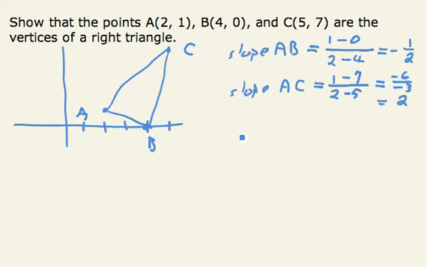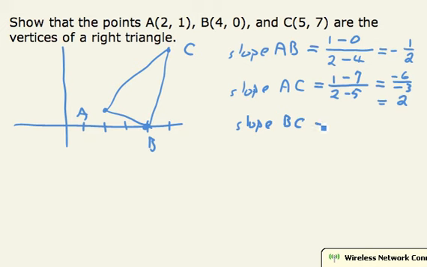And let's find the third slope. The slope of BC is going to be 0 minus 7 divided by 4 minus 5, which is going to be negative 7 divided by negative 1, which is 7. Now if we look at these slopes, these two slopes are negative reciprocals of one another.